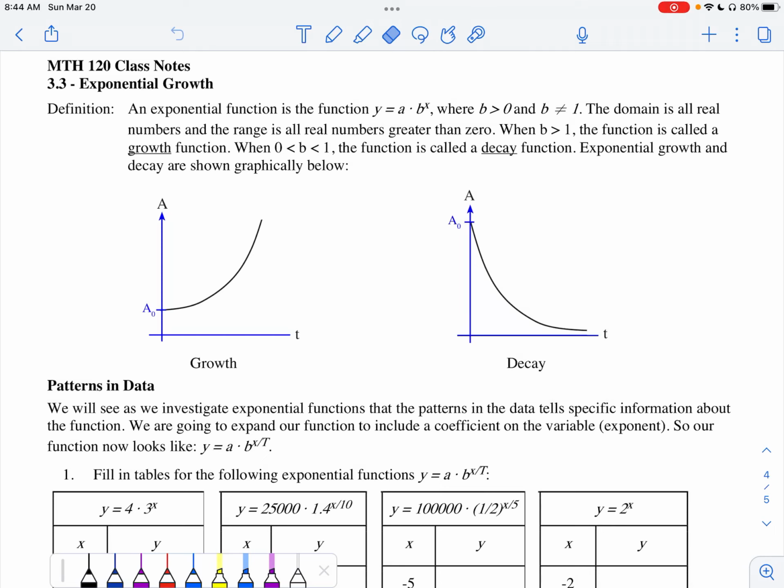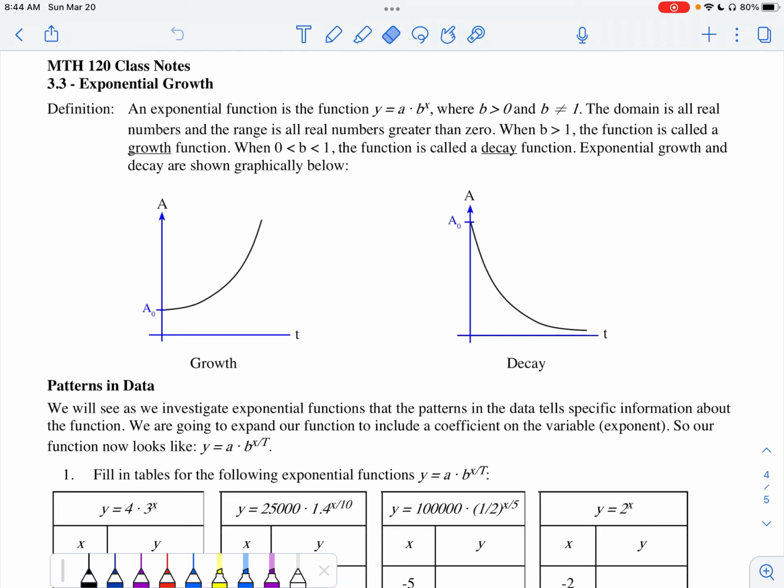In section 3.3, we're going to be looking more at exponential growth. So in the last section, we focused specifically on doubling time and halving time, which is a special case of exponential functions. But now we're going to look at these equations just in general.